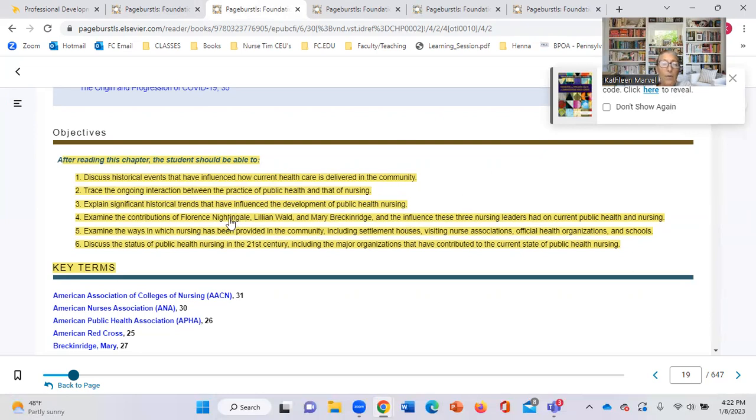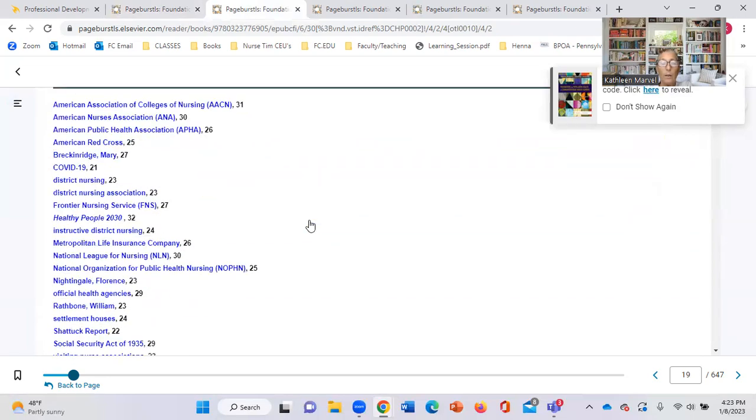And then there are some key figures here that you should know about. Who was Florence Nightingale? Who was Lillian Wald? Who was Mary Breckinridge? And what were their influences on current public health nursing? Okay, so these are the areas we need to focus on in this chapter.